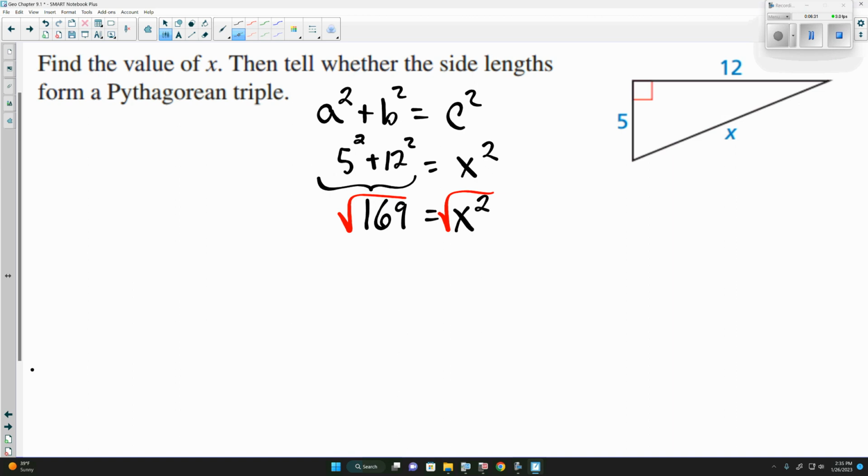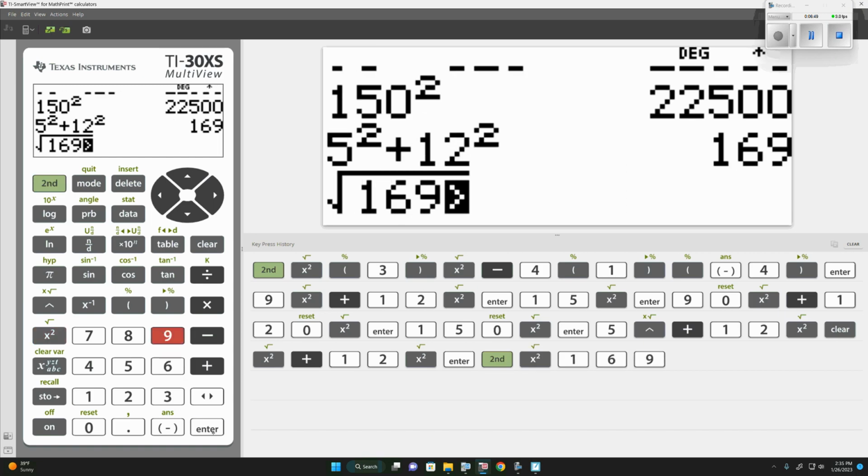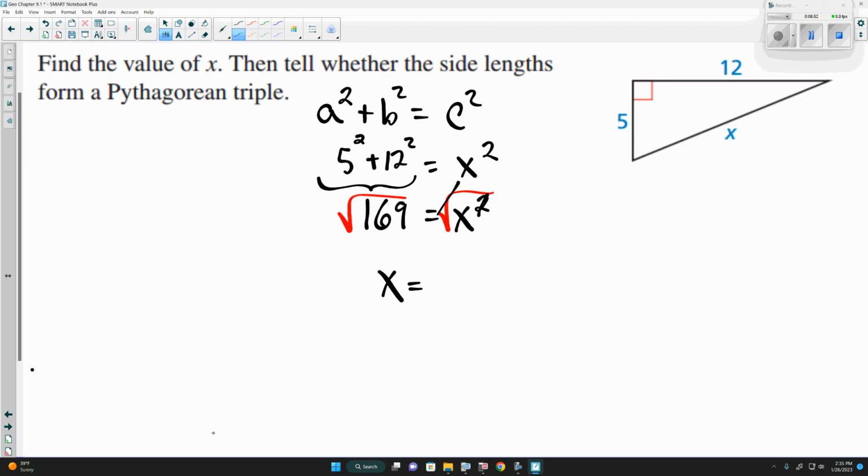Whenever the index and the exponent are the same, they cancel each other out. For the square root, the index is 2, so the square root of x squared is x. And the square root of 169 is plus or minus 13, because 13 times 13 is 169, yes? What is negative 13 times negative 13? Because a negative and a negative make a positive.